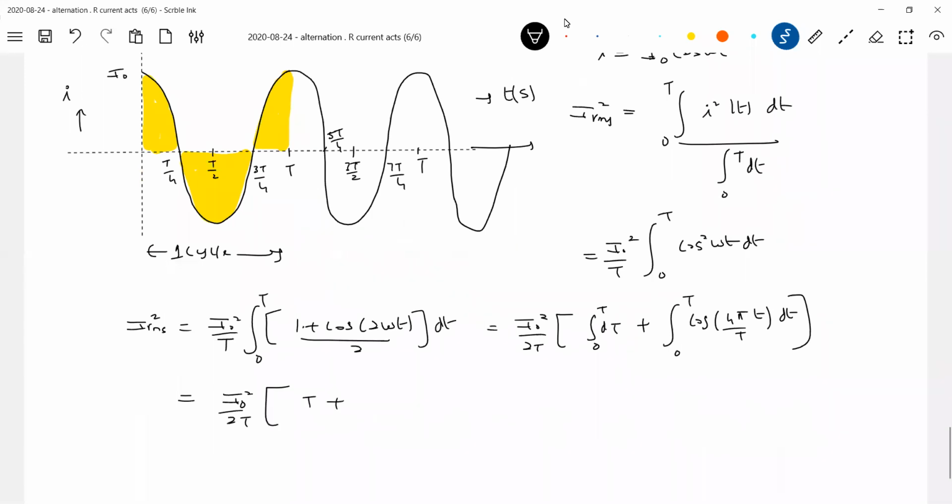This will be T plus T by 4 pi, upper limit, then the lower limit will be, so the whole thing again, the bracket, this particular thing, cos 4 pi t by T from 0 to T, will be 0 only. So what is the equation I'm ending up with? I naught square by 2T.